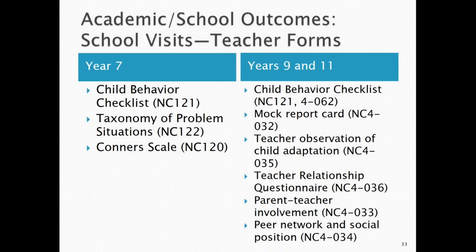There was a teacher observation of child adaptation. That's a mouthful. That looks at things like how the child behaves in the classroom, and how they behave when they're mad or angry. There's a teacher relationship questionnaire, so what kind of relationship does the child have with the teacher? There's the teacher's perception of the parent-teacher involvement. And for those of you interested in the social-related outcomes, there is the teacher's perception of the child's peer network and social position.